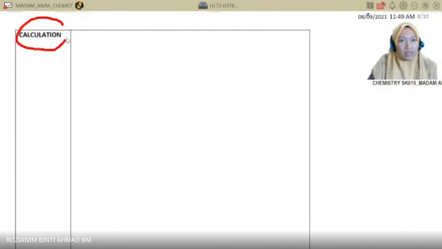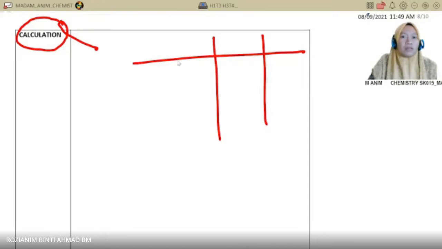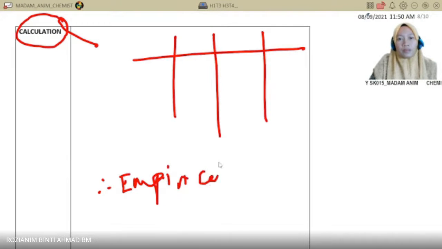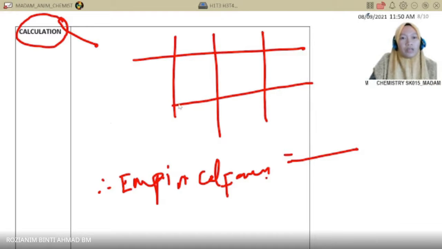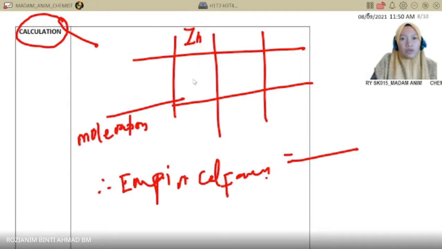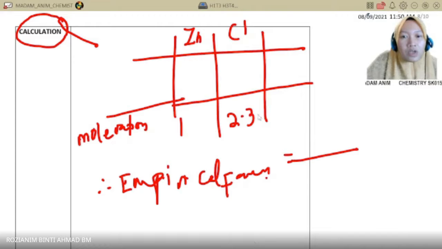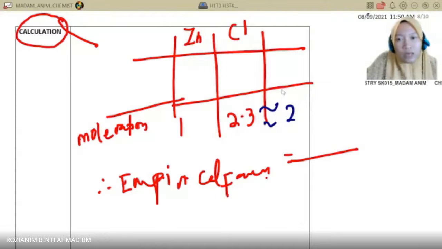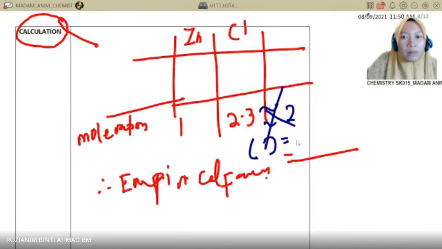Dekat bahagian calculation inilah nanti you akan tunjukkan empirical formula table kita. So, conclusionnya adalah dekat sini, apakah empirical formula of this experiment. Jadi, so saya nak tahu. Katakanlah you dapat dekat sini, contoh the ratio of the mole. Okay, katakan you dapat dekat sini mole ratio. Okay, Zn, contoh you dapat 1. Okay, and then chlorine you dapat 2.3. Okay, 2.3 for example. Okay, remember my statement. During experiment, please do not round off into 2. Okay, jangan round off.